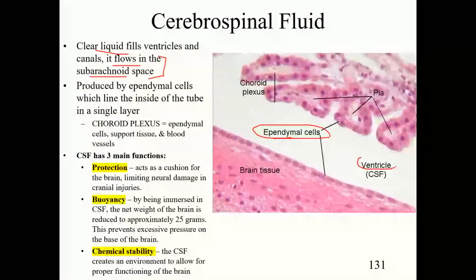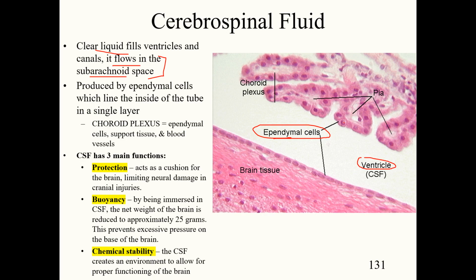This right here is your ventricle, which contains cerebral spinal fluid, and those ependymal cells are producing that fluid and dumping it into the ventricle, okay? So again, see that choroid plexus right there? It includes the ependymal cells as well as some blood vessels and stuff, and this is actually some pia mater right there as well. Produced by the ependymal cells, which line the inside of the ventricle in a single layer. Choroid plexus is ependymal cells, support tissue, pia mater, and blood vessels.